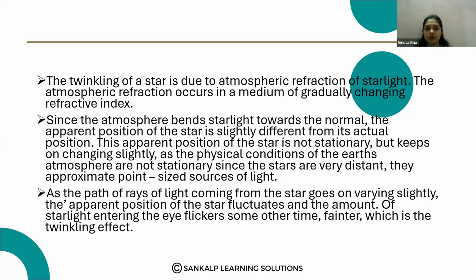This apparent position of the star is not stationary but keeps on changing slightly as the physical conditions of the Earth's atmosphere are not stationary. Since the stars are very distant, they approximate point sources of light. As the path of rays of light coming from the star goes on varying slightly, the apparent position of the star fluctuates and the amount of starlight entering the eye flickers, sometimes brighter and at other times fainter, which is the twinkling effect.